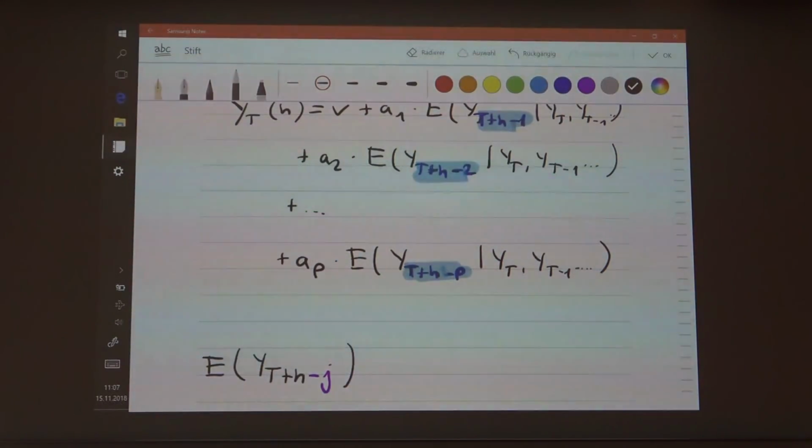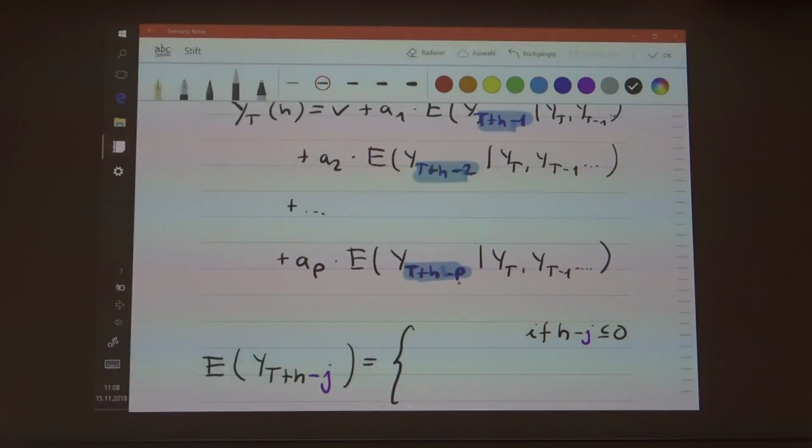Let me demonstrate this. In case h minus j is less than or equal to 0, for instance, if h minus p is 0, so h is equal to p, then in this expression you have y_t. And the conditional expectation of y_t given y_t is of course y_t itself, the observation itself, you understand? Or if h minus p is equal to -1, then you also have a past observation. So the expectation of the past of the process, given its past, is equal to the corresponding observation that you have.